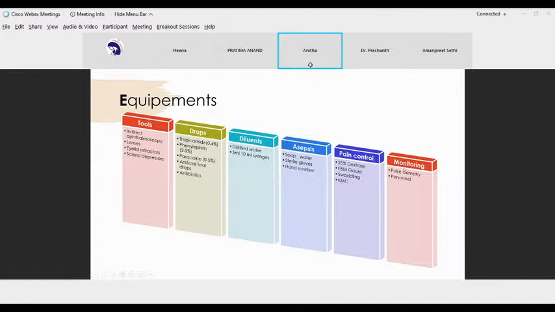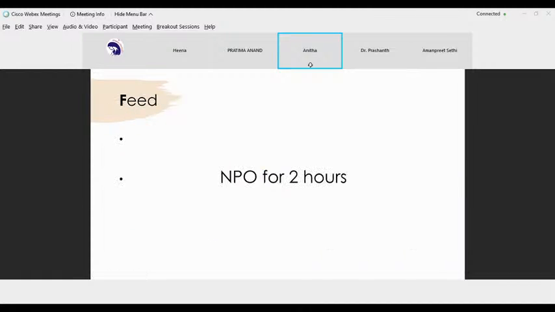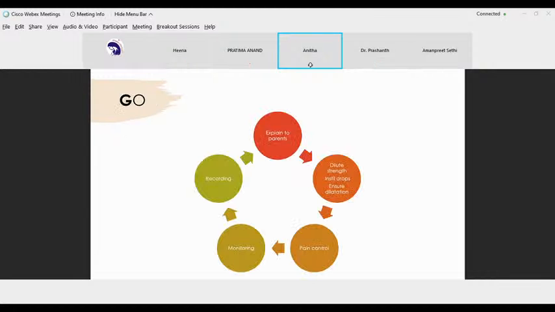F, definitely, this is very, very important, which is why people do forget. That is why I made a single slide for this one: keeping the baby NPO for 2 hours prior to the procedure. This is very important. Next. So, there you go. A, B, C, D, E, F, and go are the entire procedure.